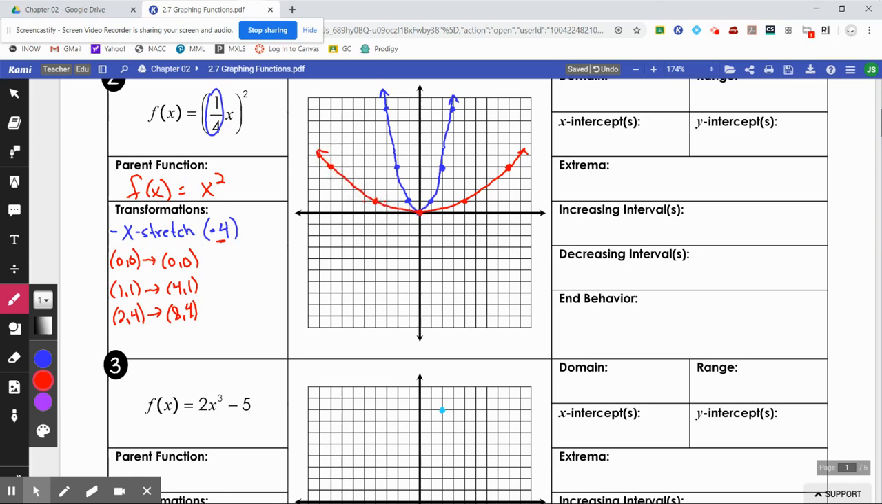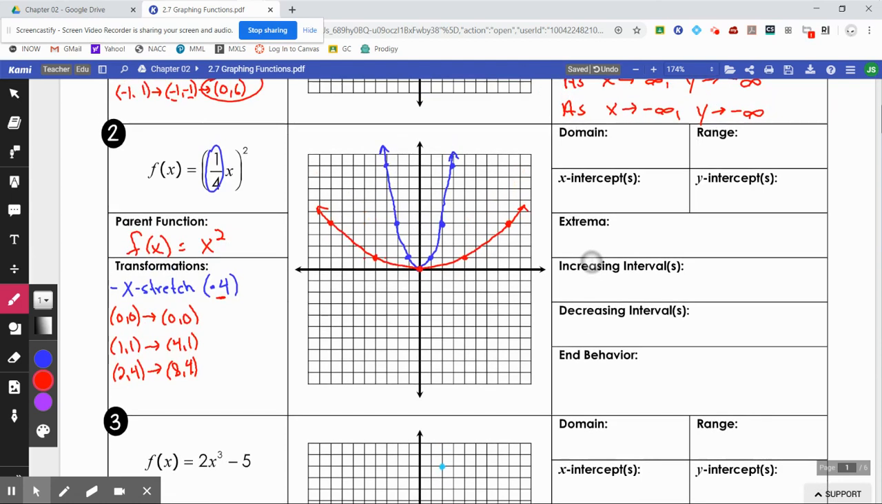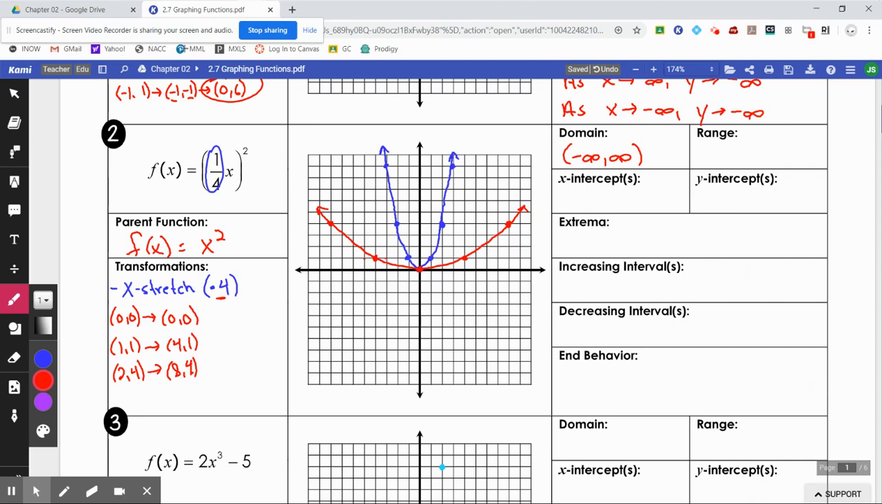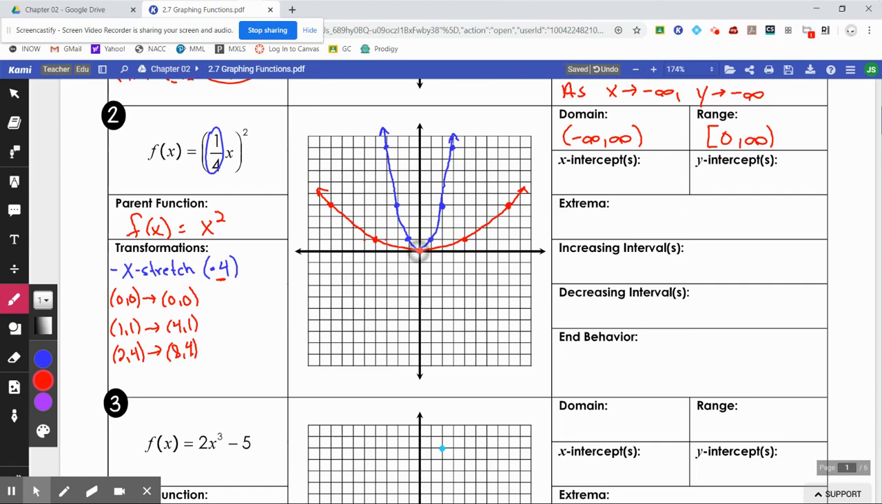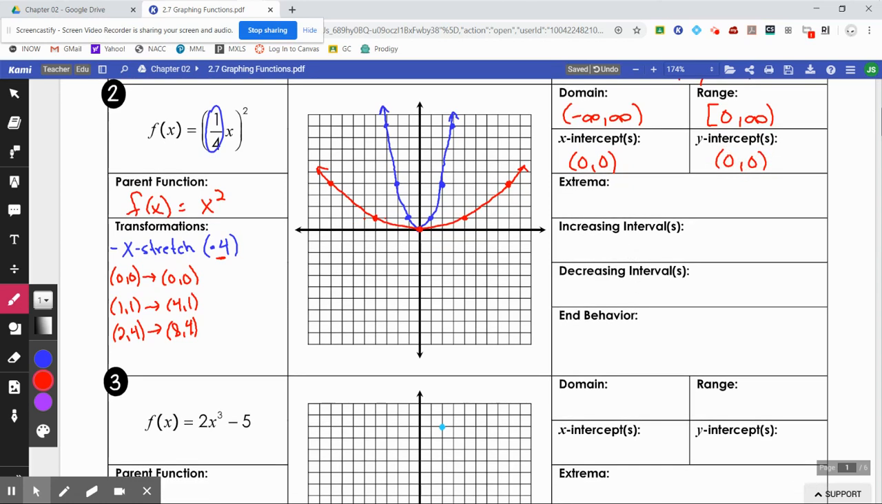That is the graph y equals 1/4 x squared. Your domain and range. Domain is going to be negative to positive infinity, all real values. Your range is never below 0, so that'd be from 0 to positive infinity. Your x-intercepts, the only time it touches the x-axis is at 0, 0. That would also be your y-intercept. The extrema, you have a vertex at 0, 0, and that's going to be your absolute minimum.